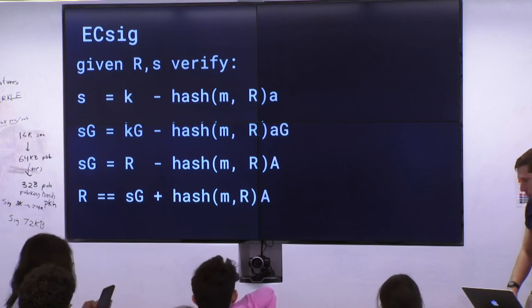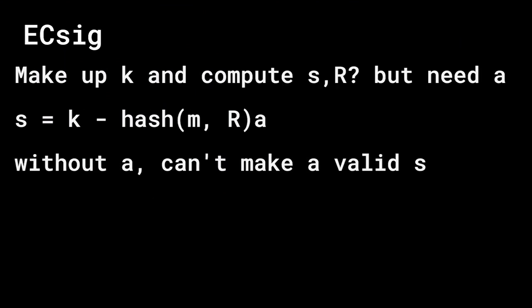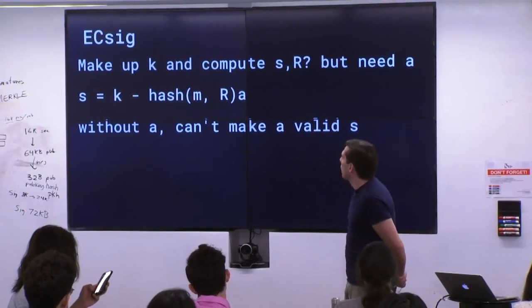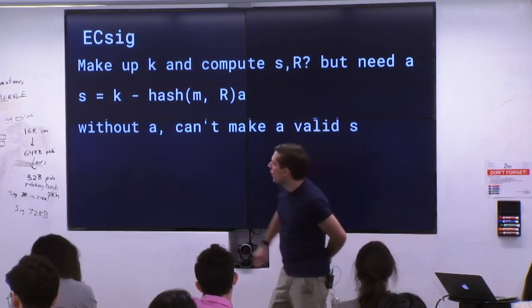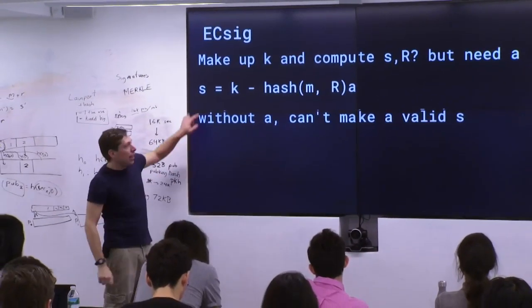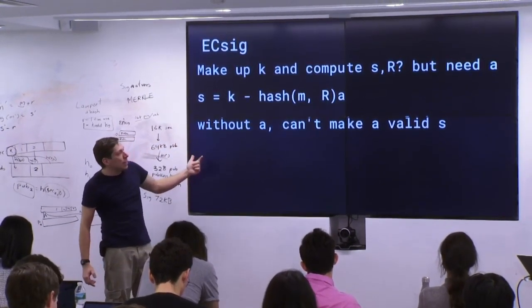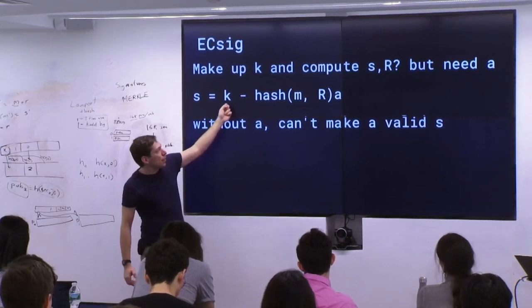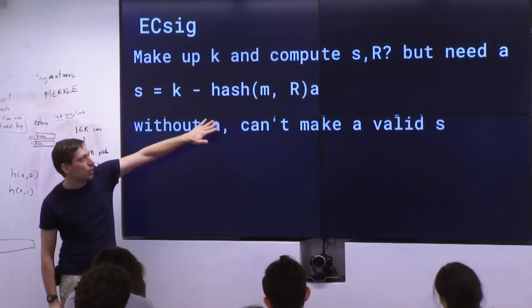I'll go a little bit into why this is not forgeable, right? So I want to forge a signature. Well, why don't I make up a K? I don't know little a, but why don't I make up a K and compute S and R? But I need A, right? So this is the equation I want. I make up my own K and make up my own S that satisfy this. Without A, I really can't make a valid S. I can make something up here, but I can't compute it because I don't know A.